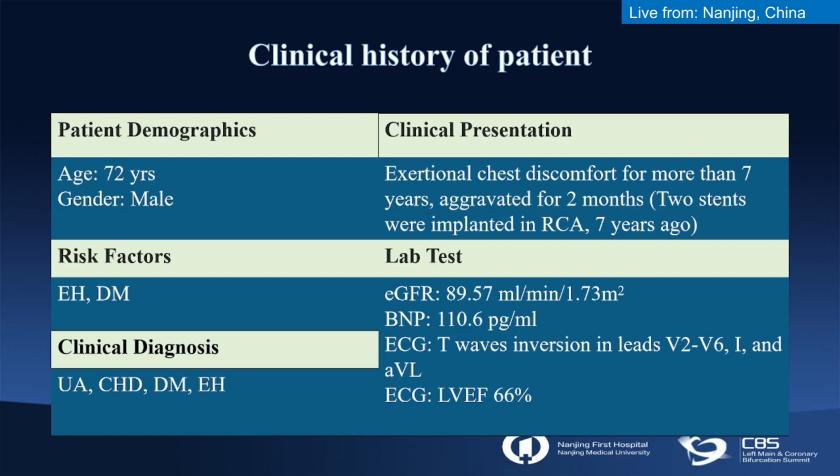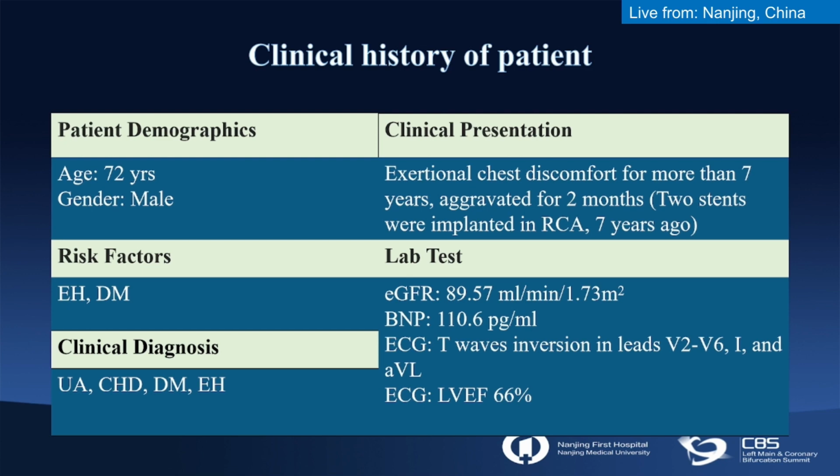This patient was a 72-year-old gentleman. He was admitted into our hospital presenting with exertional chest discomfort for more than 7 years, aggravated for 2 months. Seven years ago, he received 2 drug-eluting stents deployed in the right coronary artery. His risk factors include essential hypertension and diabetes.